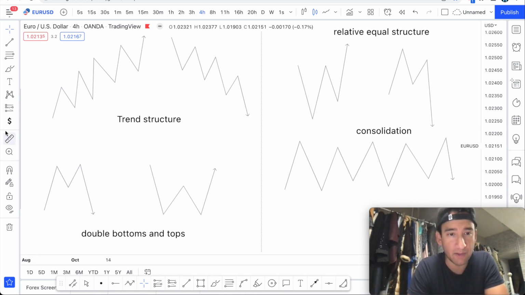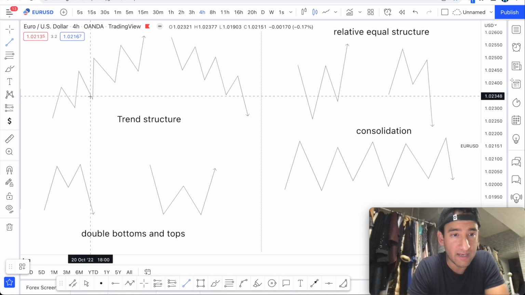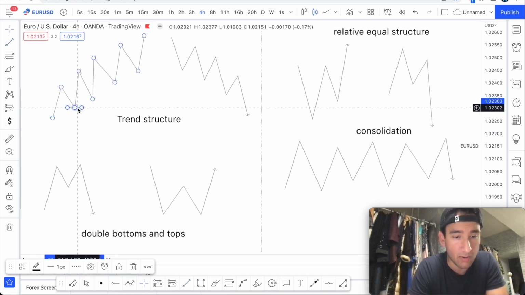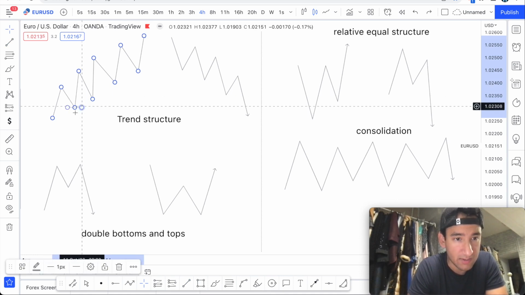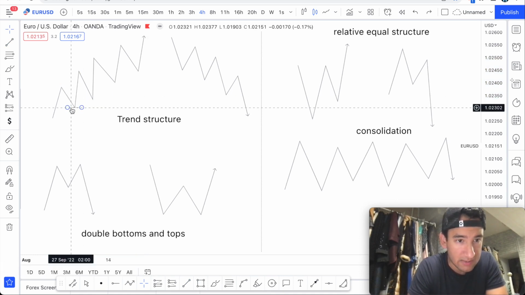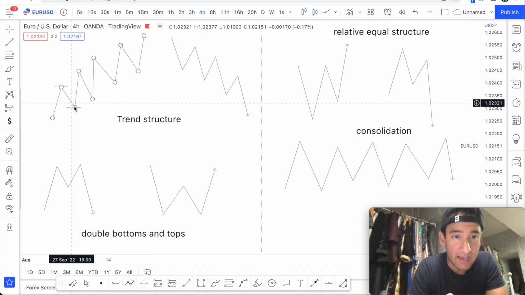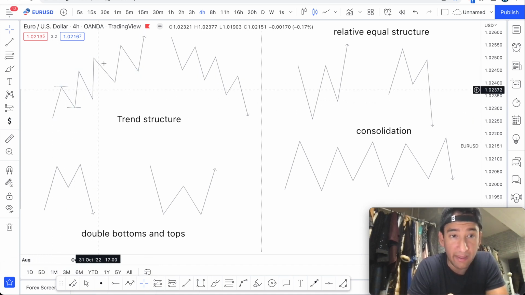First things first, there's what's called trend structure. Prices are going bullish, prices are going bearish. When prices are going bullish, you can see that there's buyers buying here, and there's also sellers selling in the market right here. So at each high and each low, there's buying and selling happening.